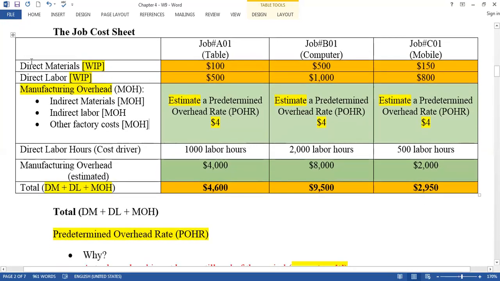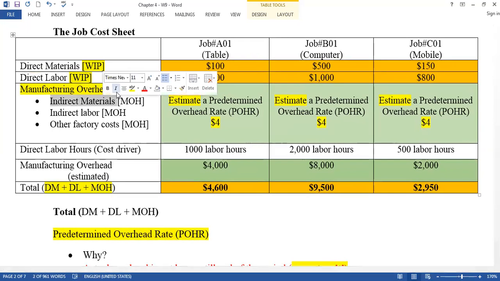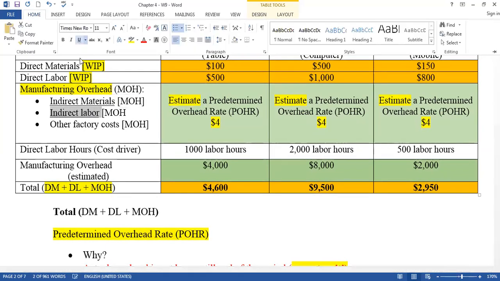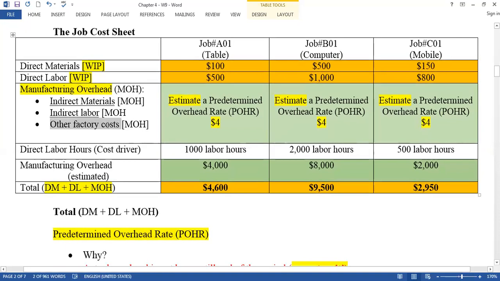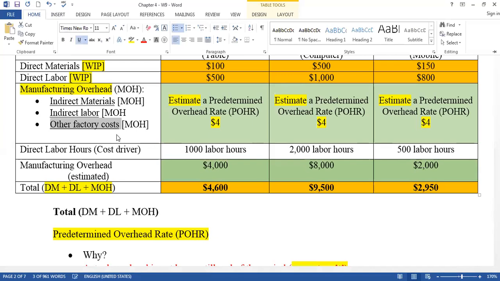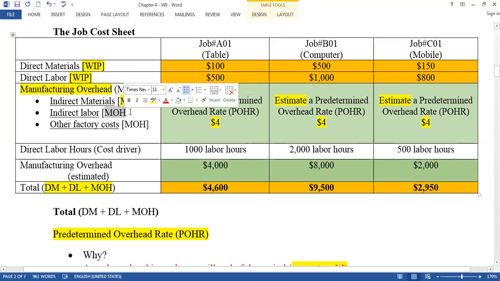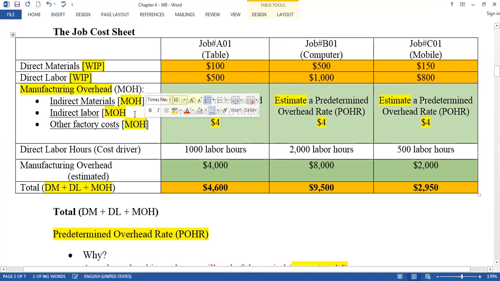I repeat again: direct materials transfer to WIP, direct labor transfers to WIP, but indirect materials, indirect labor, and other factory cost, where do we transfer them first? We transfer them to MOH first. Look here, MOH. Do you understand?